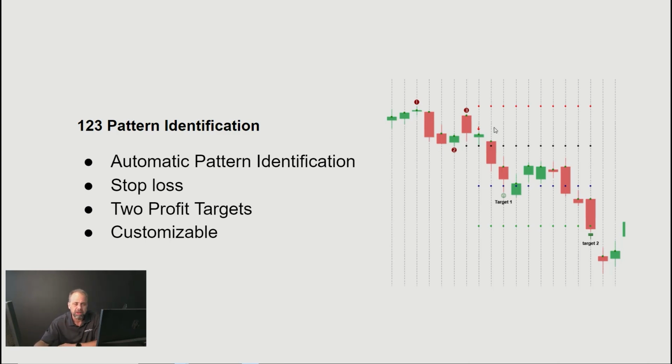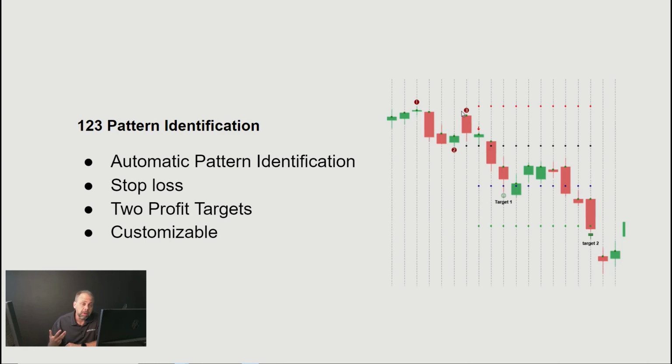As you can see right here, you've got the 1, 2, 3 pattern identification. All the levels, the stop loss level, the initial targets, the initial entry level are automatically plotted on the chart and displayed for you. And you're going to get that, it's automatic. The pattern identification is automatic. You get the stop loss, you get the profit targets.